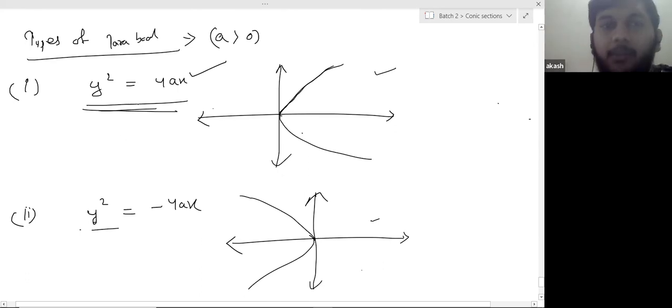If we have y square equals 4ax, this is the diagram. Y square equals minus 4ax, this is the diagram. A should always be taken as positive.